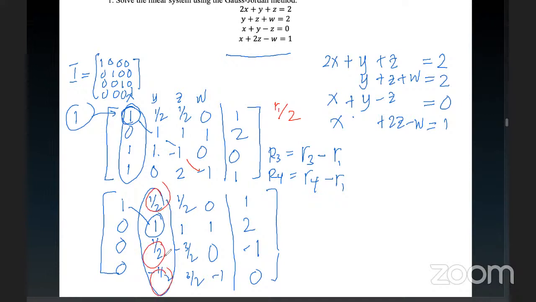So, yun yung idea ng Gauss Jordan. So, kapag na-achieve na natin na itong nasa left part ng bar, maging identity matrix na siya, at itong nasa right part, yun na yung mga values ng unknowns natin.